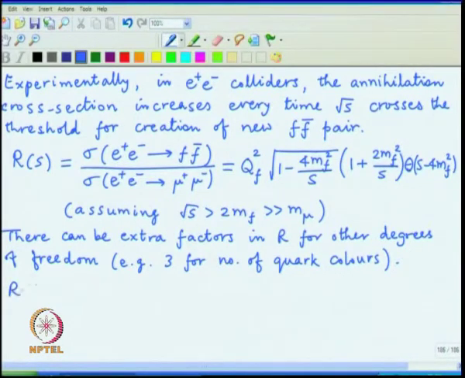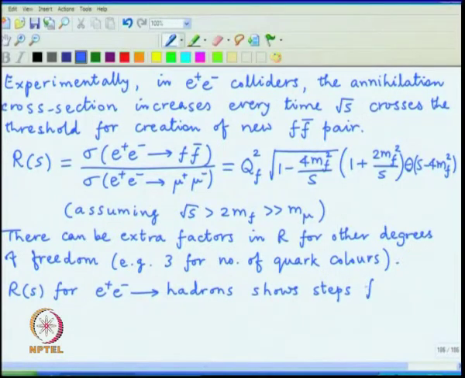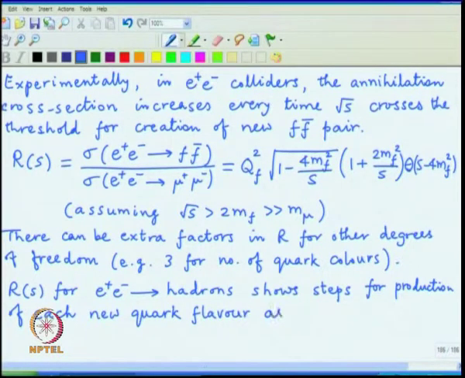So, for example, R of S for E plus E minus going to hadrons shows steps for production of each new quark flavor as square root of S increases.